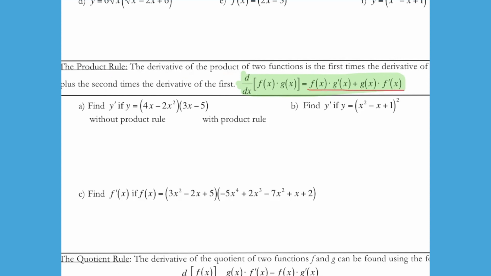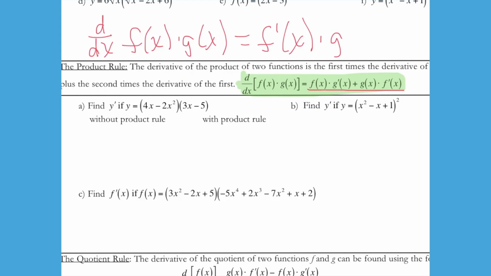And notice a lot of people think, well, okay, if you have f of x times g of x, let me just write d dx, and then I'm just going to say the derivative of f times the derivative of g. That is not true. No, no, no, no. That does not equal that. It only works if you're adding or subtracting functions.